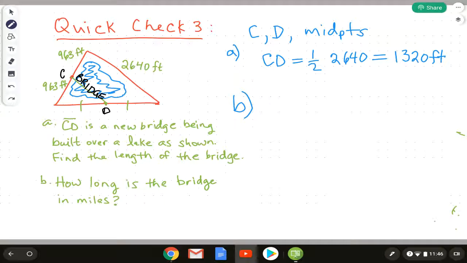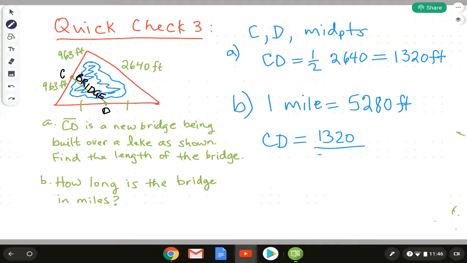Okay, we have to convert. So we remember that 1 mile is equal to 5,280 feet. So if I want to change that CD from feet to miles, I'm going to take how many feet I have, and I'm going to divide it by 5,280. Which will end up being about a quarter mile, or 0.25.